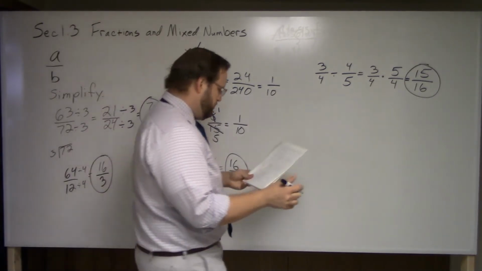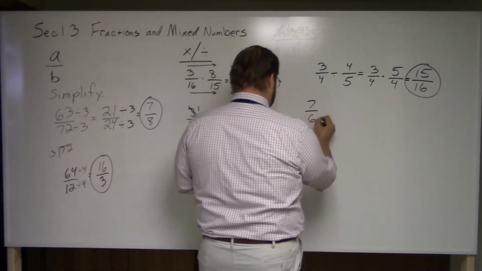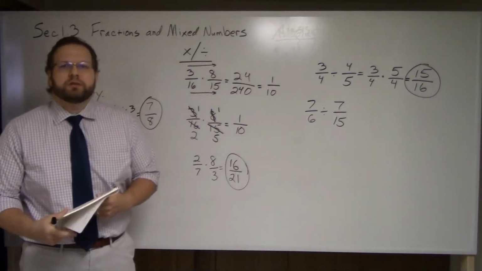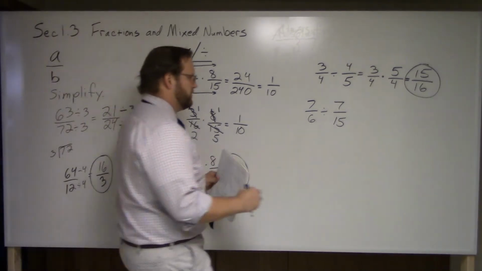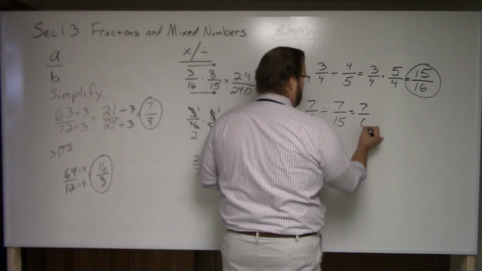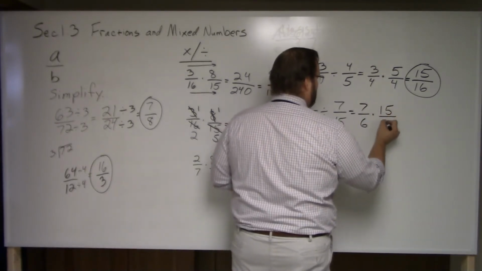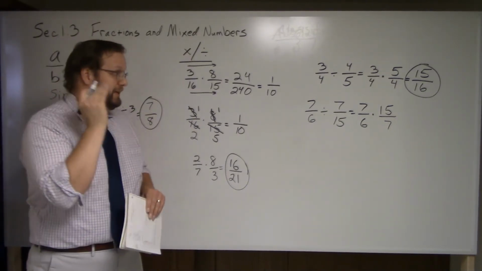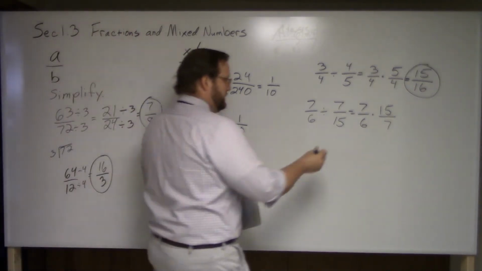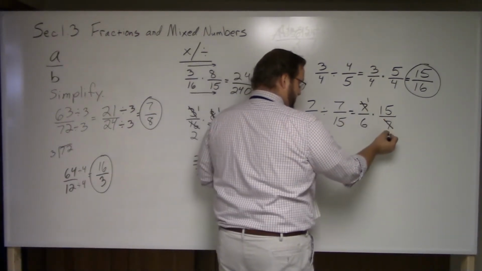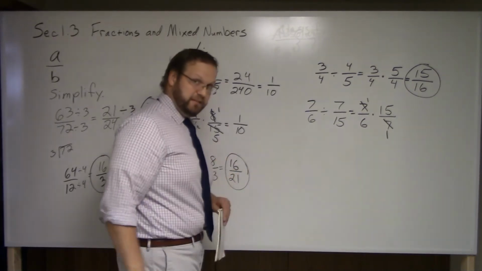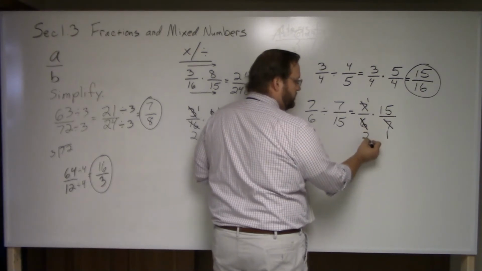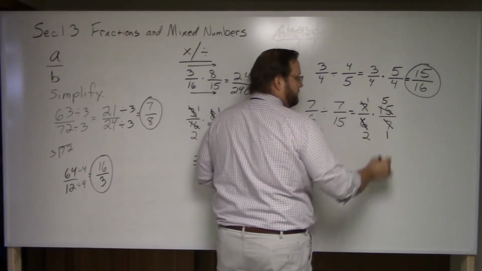Okay, let's do one more. Let's say that. Again, don't think about reducing anything. First things first. Division changes to multiply by the reciprocal. Now, can something reduce? Oh yeah. 7 divided by 7 is 1. 7 divided by 7 is 1. 6 and 15 also reduce. They're both divisible by 3. 6 divided by 3 is 2. 15 divided by 3 is 5.